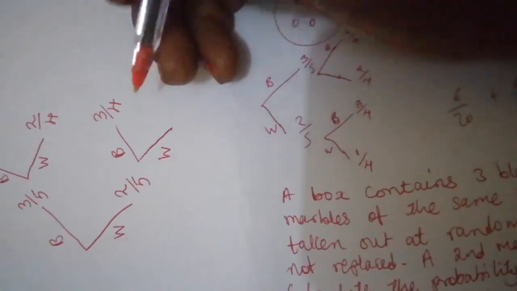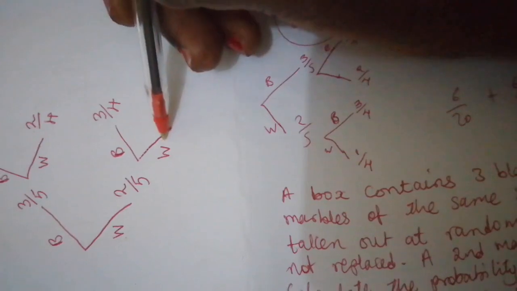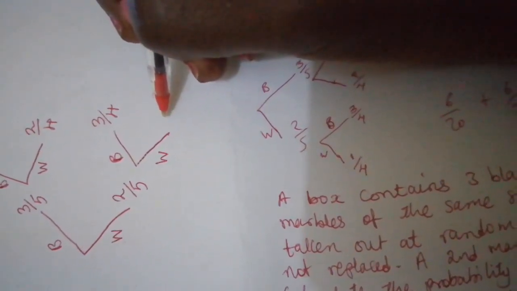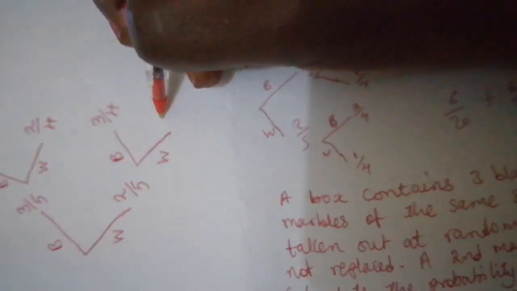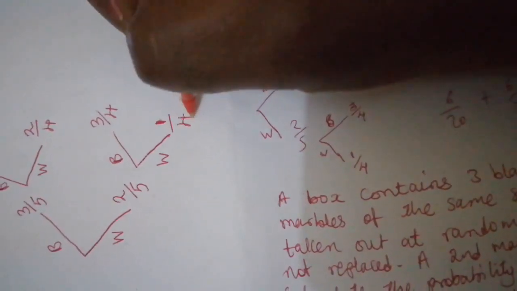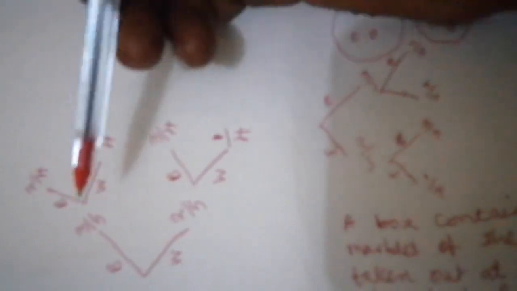Here we are saying in the first draw we picked white. So in the second draw, the number of white marbles will reduce from 2 to 1. So we'll have 1 out of 4. And then from here we can get the possibilities.